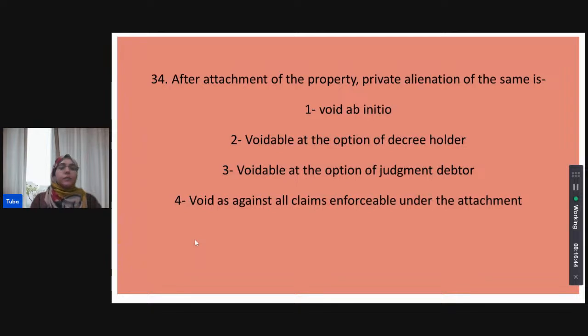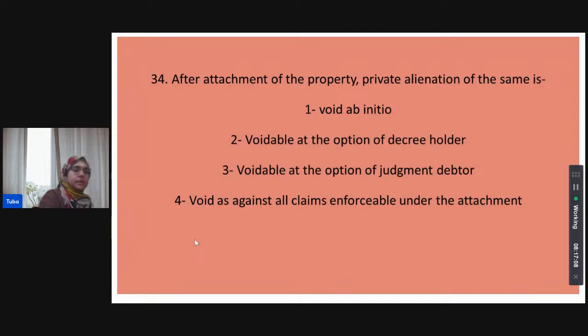After the attachment of the property, private alienation of the same, is it void ab initio? Is it voidable at the option of decree holder? Is it voidable at the option of judgment debtor? Or is it void as against all claims enforceable under the attachment?